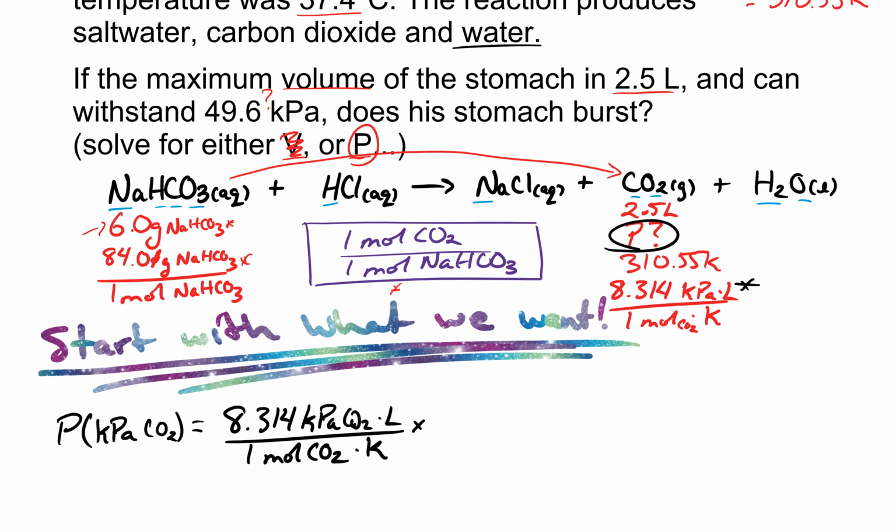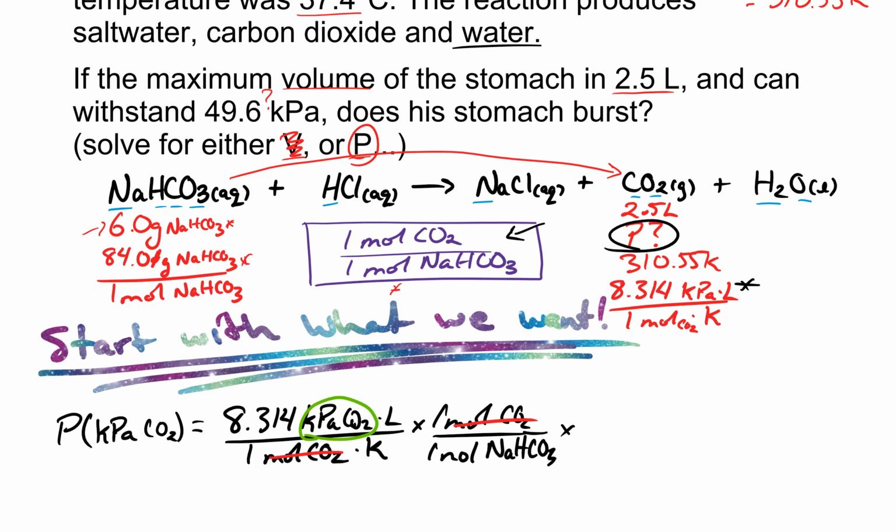All right, I'm going to have to cancel out a bunch of stuff here. The units that we want are kilopascals of CO2. The units that we don't want are literally everything else here. So let's cancel out the moles. The way I cancel out moles of carbon dioxide is with our molar ratio here. So 1 mole of CO2 reacts when 1 mole of sodium hydrogen carbonate reacts. Perfect. So moles of CO2 and moles of CO2 are gone.